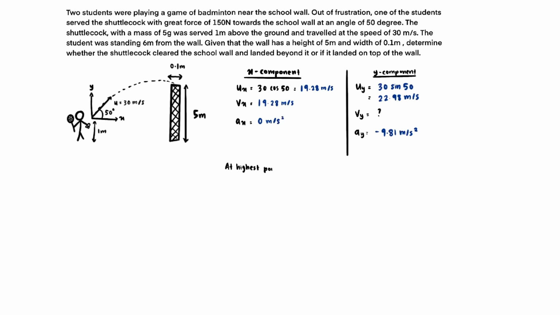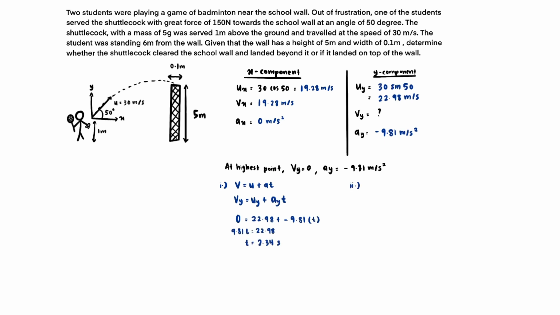When the shuttlecock reaches its highest point, the velocity of the y component is equal to 0, while the acceleration remains constant. With this information, we can calculate the time taken by the shuttlecock to travel half of the distance. From the formula, the value of t is equal to 2.34 seconds.